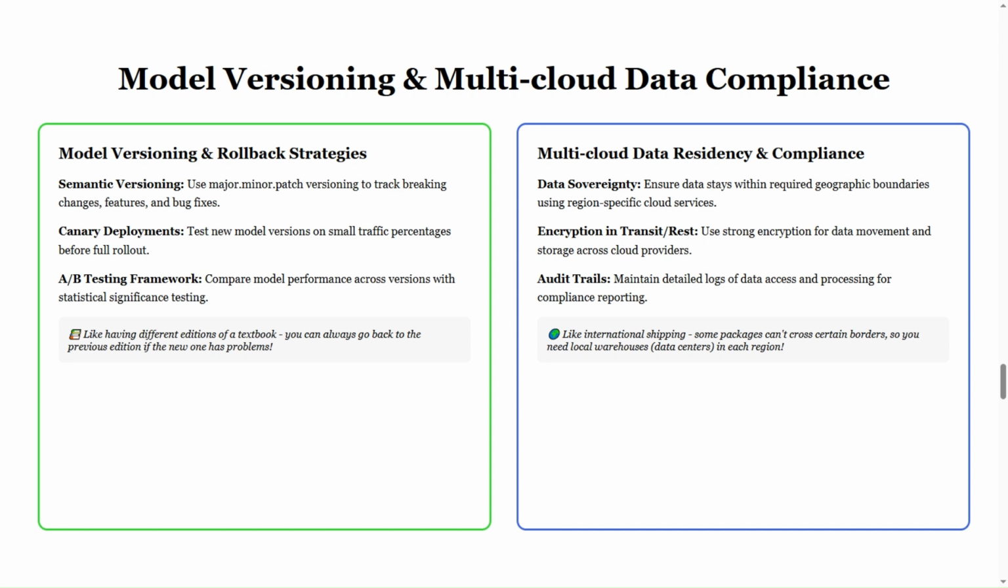Data sovereignty. Ensure data stays within required geographic boundaries using region-specific cloud services. Encryption in transit and rest. Use strong encryption for data movement and storage across cloud providers. Audit trails. Maintain detailed logs of data access and processing for compliance reporting. Like international shipping, some packages can't cross certain borders, so you need local warehouses in each region.